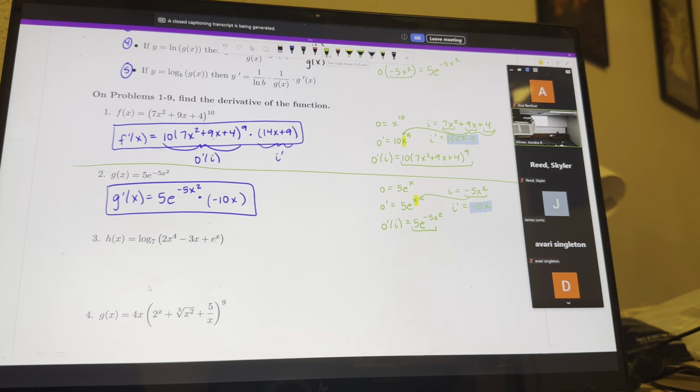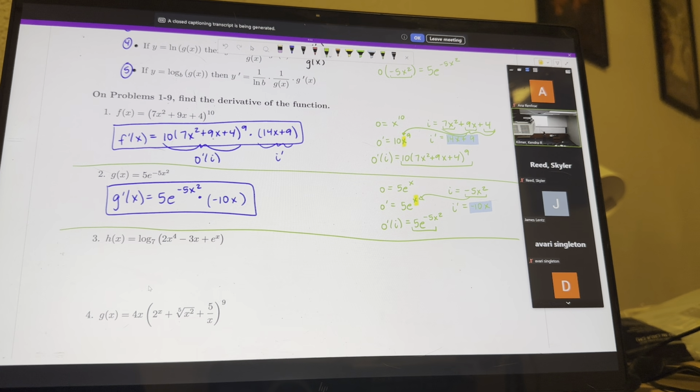We just see a whole lot of it and start to feel better. Okay, so h of x is equal to log base 7 of 2x to the 4th minus 3x plus e to the x. Okay, so again, we have to recognize that we are dealing with a composite function. What function is similar to this that we could have found the derivative of last week?